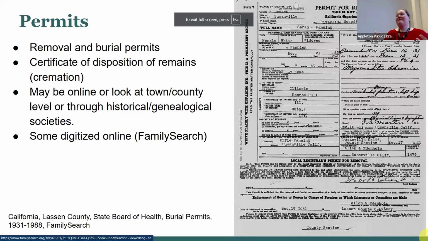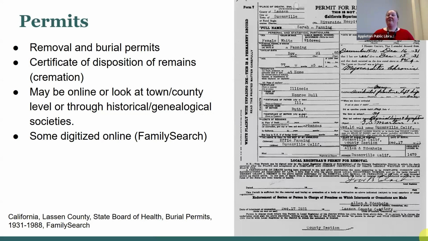Of course, if your person was buried, they would have had to have permits to do that. So they have two different types of permits. They have a removal permit and a burial permit. So you might find these sometimes digitized online or sometimes offline. They also might have had a certificate of disposition of remains if they were cremated. So again, look online for some of these or look at those town and county levels or through the historical societies or genealogical societies that might have these records passed down through whatever government agency had these.